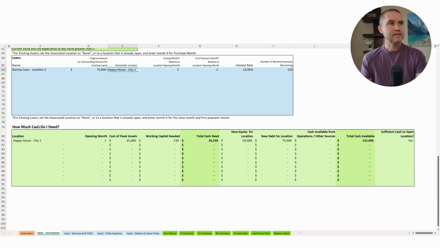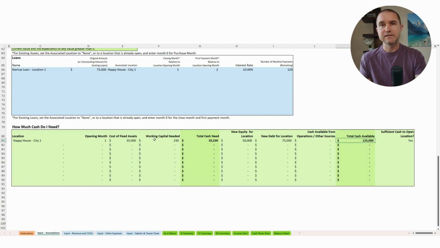Okay, so down here, you're going to see this green box that says, how much cash do I need? And you'll see your location here, the cost of the fixed assets from up above, and how much working capital you're going to need, which is based on the revenue and expense projections that we're going to work on in a minute. Ultimately it says you're going to need $35,230, and we've got $50,000 invested in equity and $75,000 in debt. So we've got plenty of room, $125,000, and we can easily cover these costs.